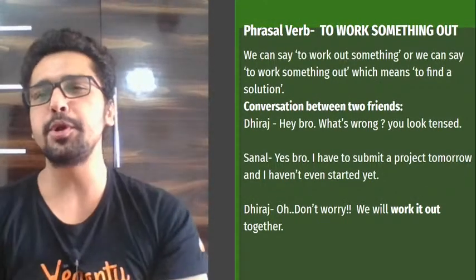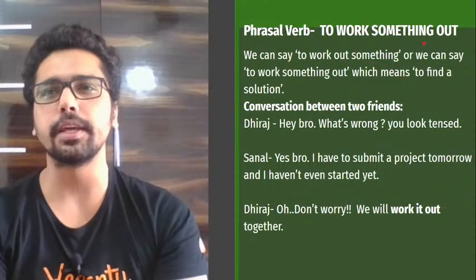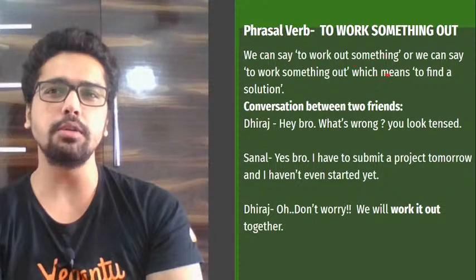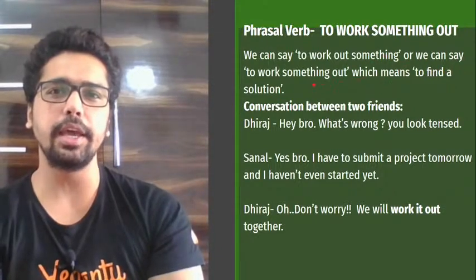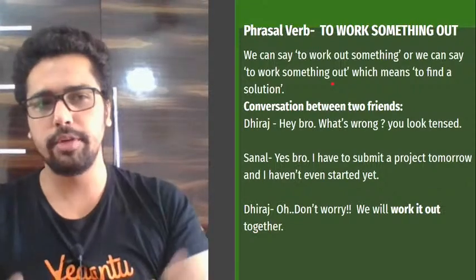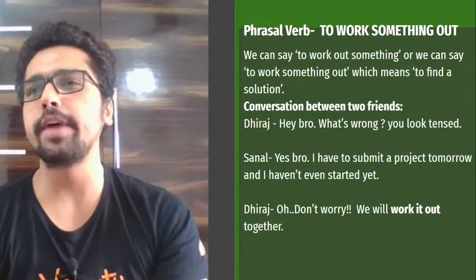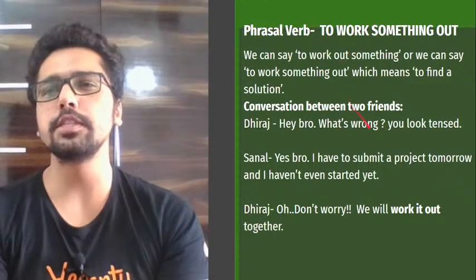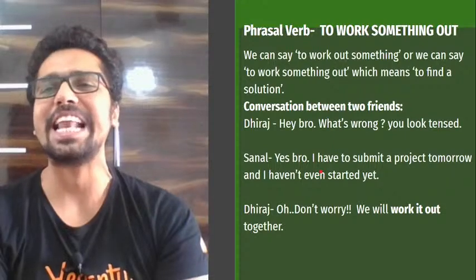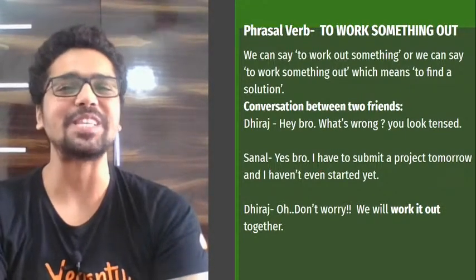There is a conversation between two friends now, and the phrasal verb that I'm using is to work something out. So look at this here. We can say to work out something, or we can say to work something out, which means to find a solution. When you want to work out something, that means you want to find a solution to something. So if there is a conversation between two friends, again Dhiraj and Sanal, don't worry about the name Sanal. I'm kind of used to using his name now.